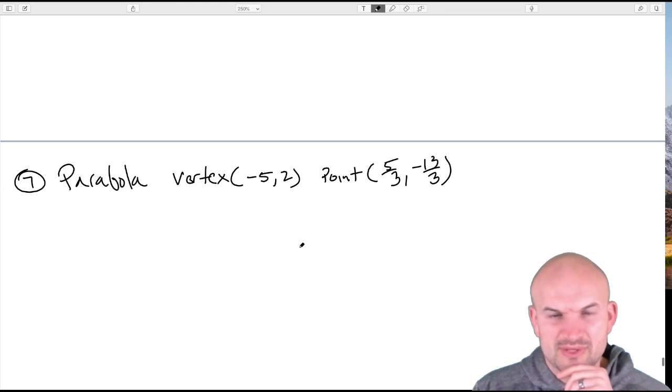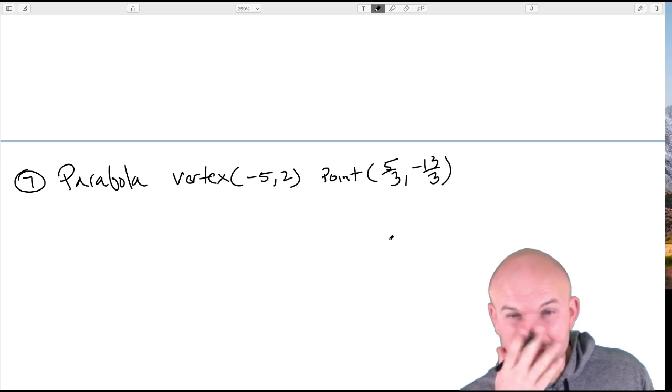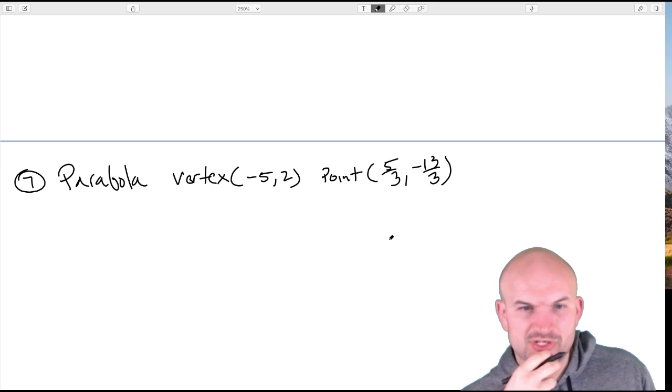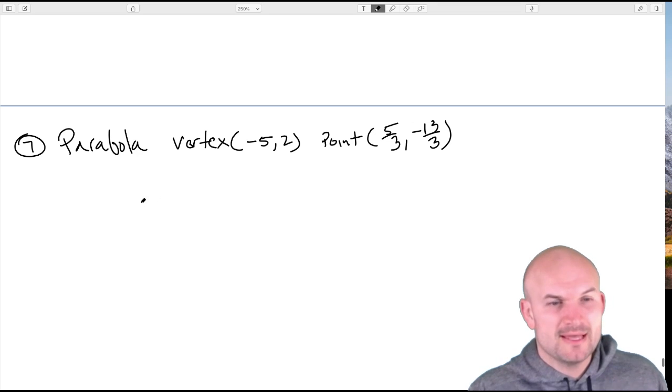So here I have a parabola with a vertex of negative 5, 2. Crap, it doesn't say whether this parabola is supposed to open to the right or to the left. I didn't copy down enough information. I don't think that's enough information for me to solve it. But either way, let's just set up where the parabola is.